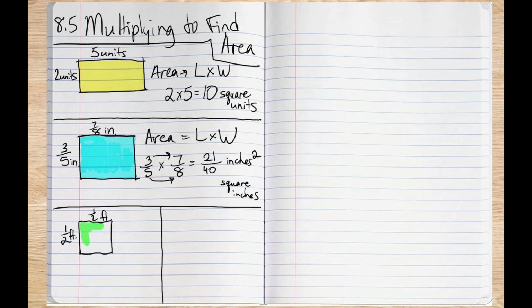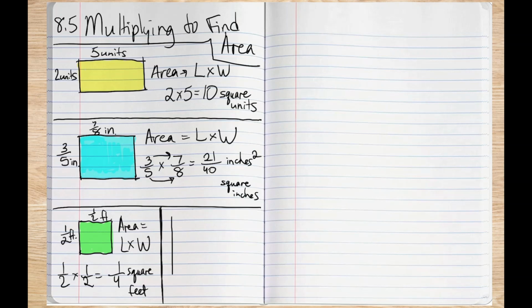First of all, if I want to find the area, I want to think about what that means. And I can consider that as that flat space that covers the whole thing. To find the area, I know area equals length times width. So I'm just going to multiply 1/2 times 1/2, and I get 1/4, and then I'm going to think about my label, which is square feet. All right, let's do one more.